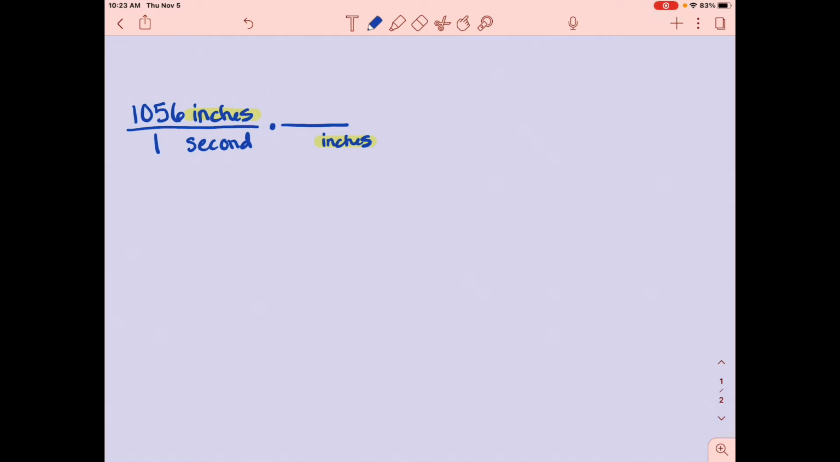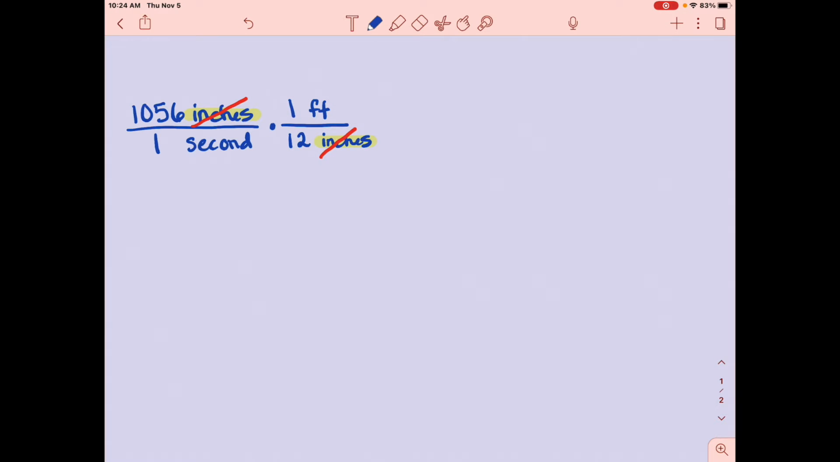And what do I know about inches? I happen to know that there are 12 inches in 1 foot. So what's going to happen here is that inches, just like common numbers, common factors when we are doing fractions, can cancel. Inches is going to cancel with inches. Okay, hang in there with me.